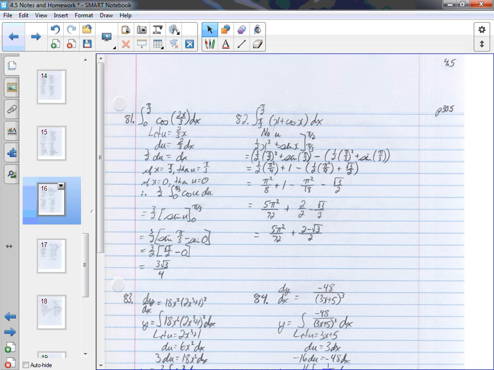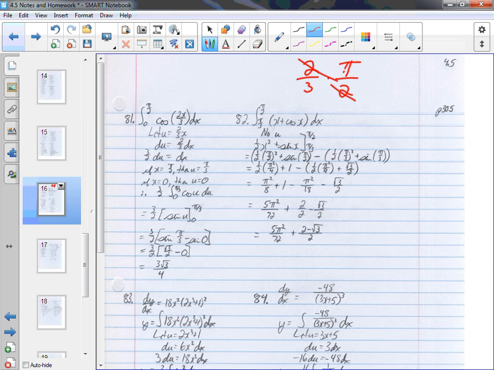So if x equals pi over 2, then u equals 2/3 times pi over 2. Look, 2/3 times pi over 2. So you get pi over 3. And then if x equals 0, u equals 2/3 times 0. So u equals 0. And we're ready to do our substitution. So it's now from 0 to pi over 3. Cosine, instead of 2x over 3, it's u. And instead of dx, dx is replaced with 3/2 du.